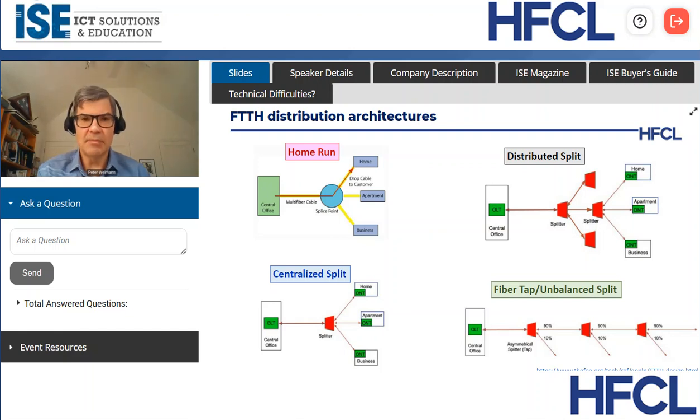Then the final potential architecture, and there's actually a good article about this in the January ISE magazine, is the fiber tap or unbalanced split, which is somewhat similar to a CATV architecture, where at the first drop point you'll do a 90-10 split. 90% of the signal will continue down, and then 10% will be split to an individual customer. That architecture is becoming more common for rural FTTH, which is becoming more prominent with BEAD money and some of the other planning. Some of the customers that haven't been reached yet are in rural areas, and that might require a different kind of architecture.